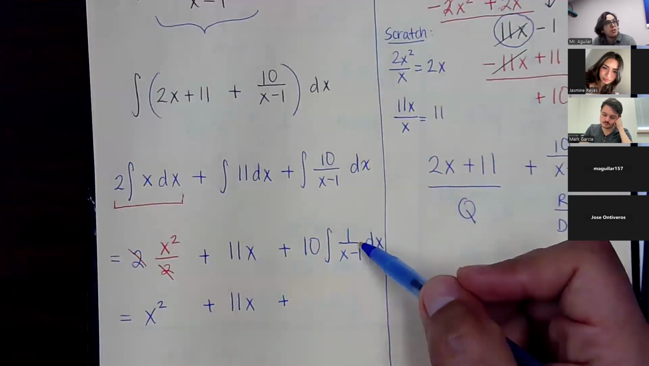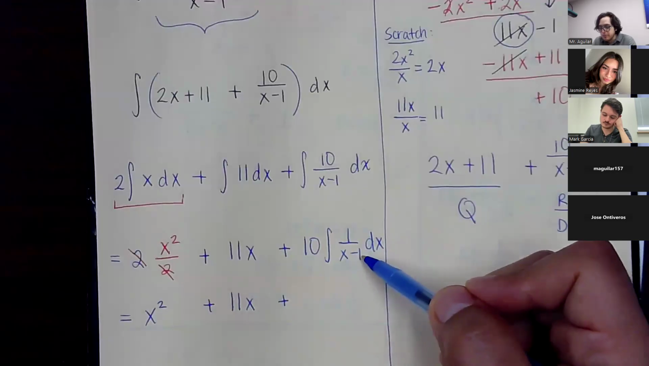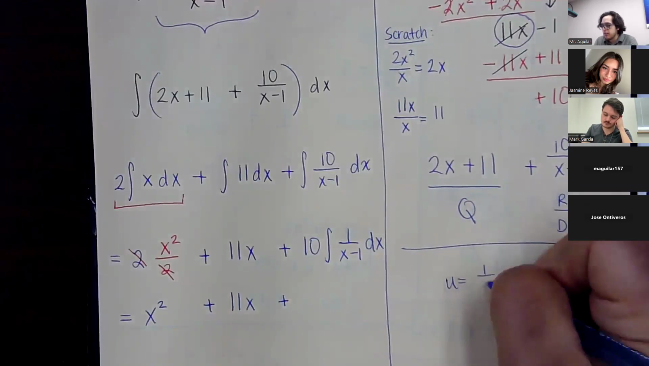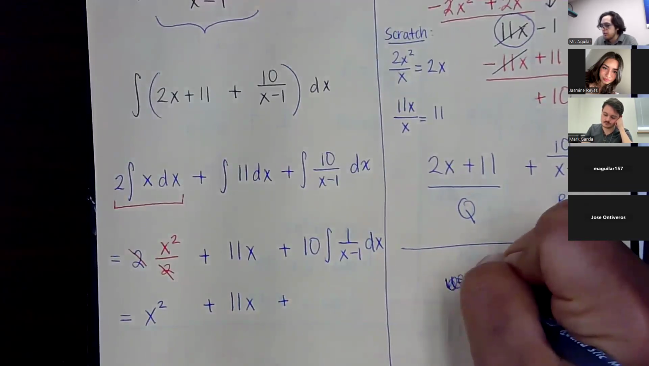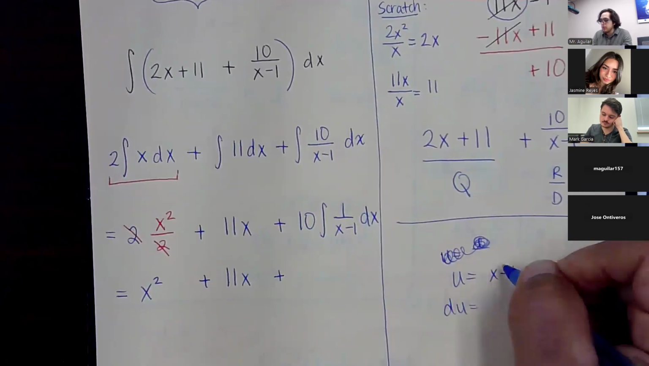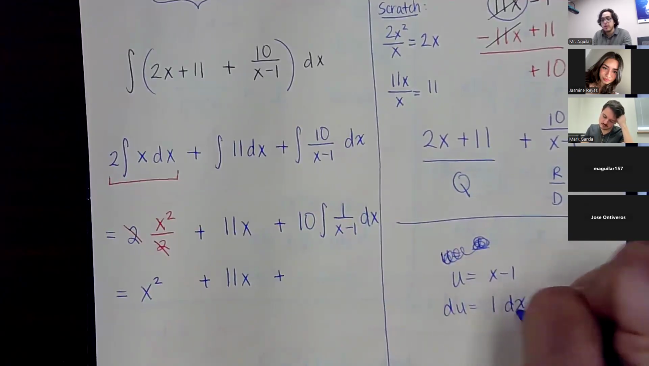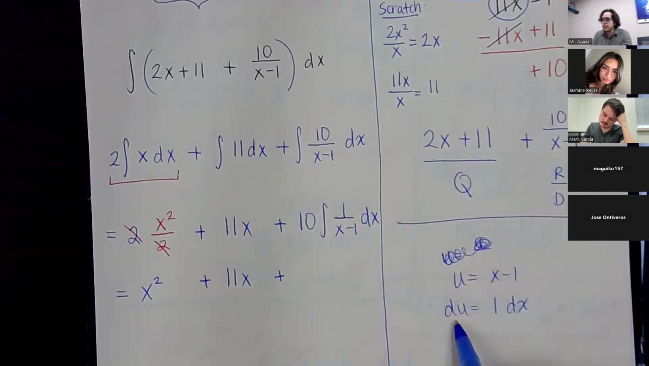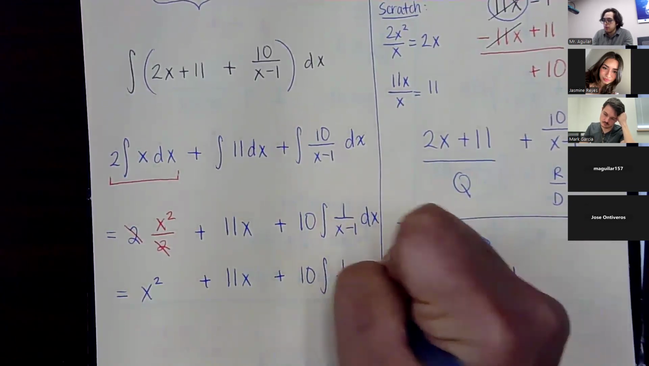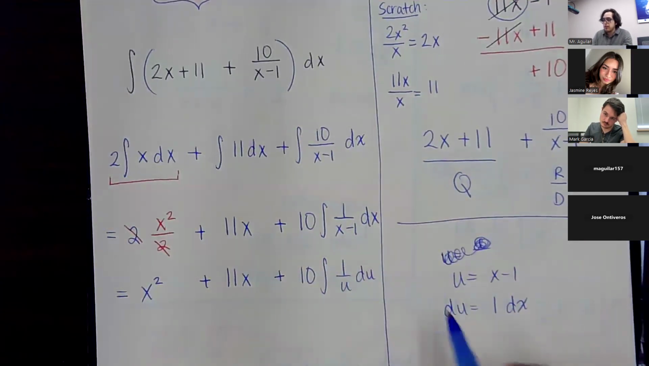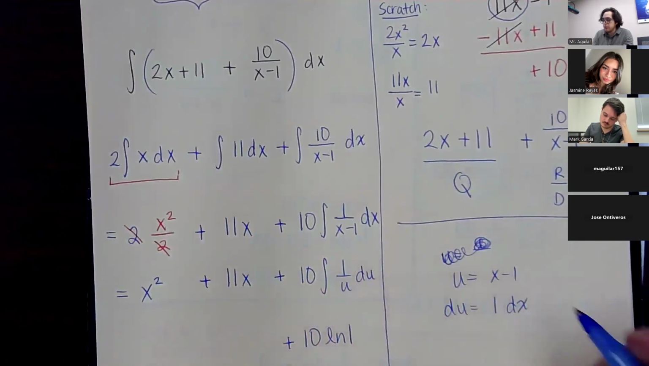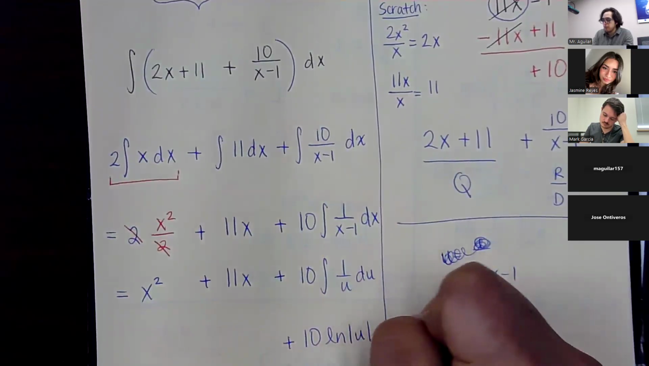So if you're starting to get accustomed to this, and you can call this 1 over u, you could do the scratch work, and I'll do it over here. U is just equal to x minus 1. Then we can say du is equal to, well, that's just going to be 1 dx, right? So essentially du is equal to dx. You can call this 10 times the integral of 1 over u du. And that is just going to be 10 times the natural log of the absolute value of u plus c.